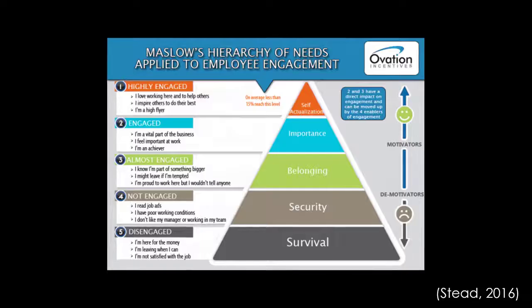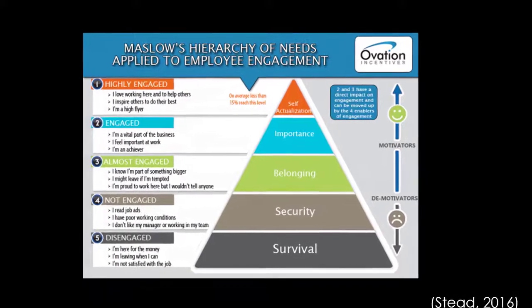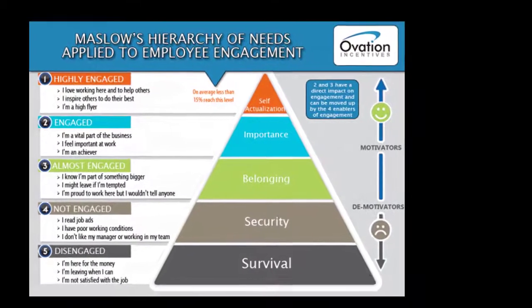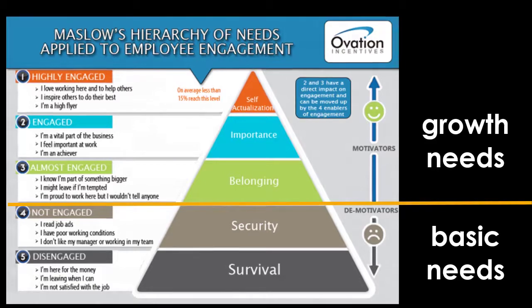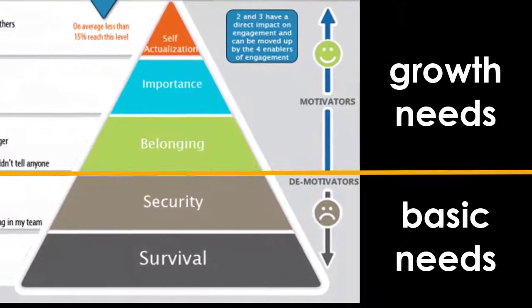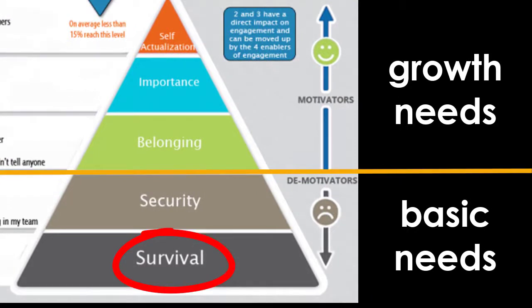In this chart, which was developed by Ovation Incentives in a way to apply Maslow's theory to an organizational business standpoint, human beings have a number of different needs that they need to have fulfilled in order to have, well, a fulfilling life. We can divide these needs into basic needs and growth needs. The basic needs that all humans have are survival. I need to have the things that enable me as an organism to live. I need food, I need potable water, I need shelter, I need to be able to reproduce.